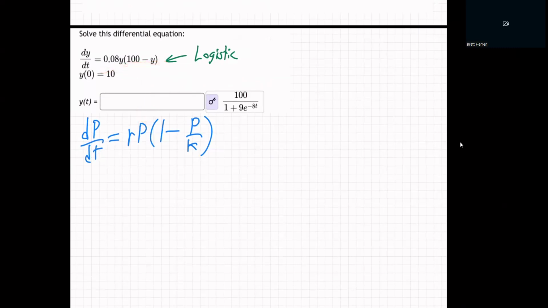How do you do that? Well, you're going to have to see how there's a 1 here. You're going to have to make that a 1. How can you do that? Divide this by 100 and divide that by 100. That'll make it a 1. But then you also multiply by 100 so you're not changing anything.